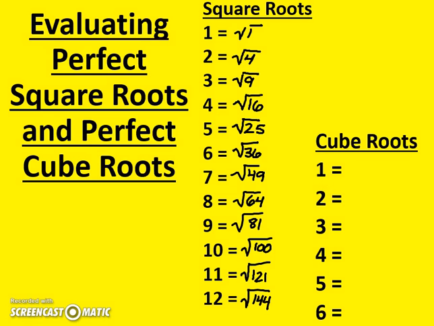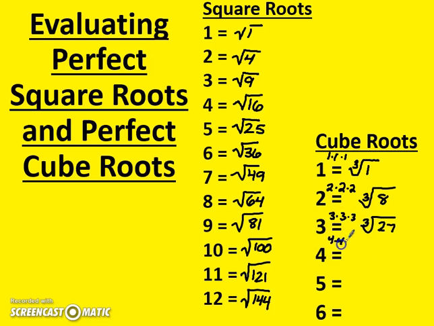Our perfect cube roots can be generated using a similar process, except we multiply the number 3 times in a row. So 1 times 1 is 1, times 1 more is 1. So the cube root, and notice there's an index of 3, the cube root of 1 is 1. 2 times 2 is 4, times 2 is 8, so the cube root of 8 is 2. 3 times 3 is 9, times 3 is 27, so the cube root of 27 is 3.